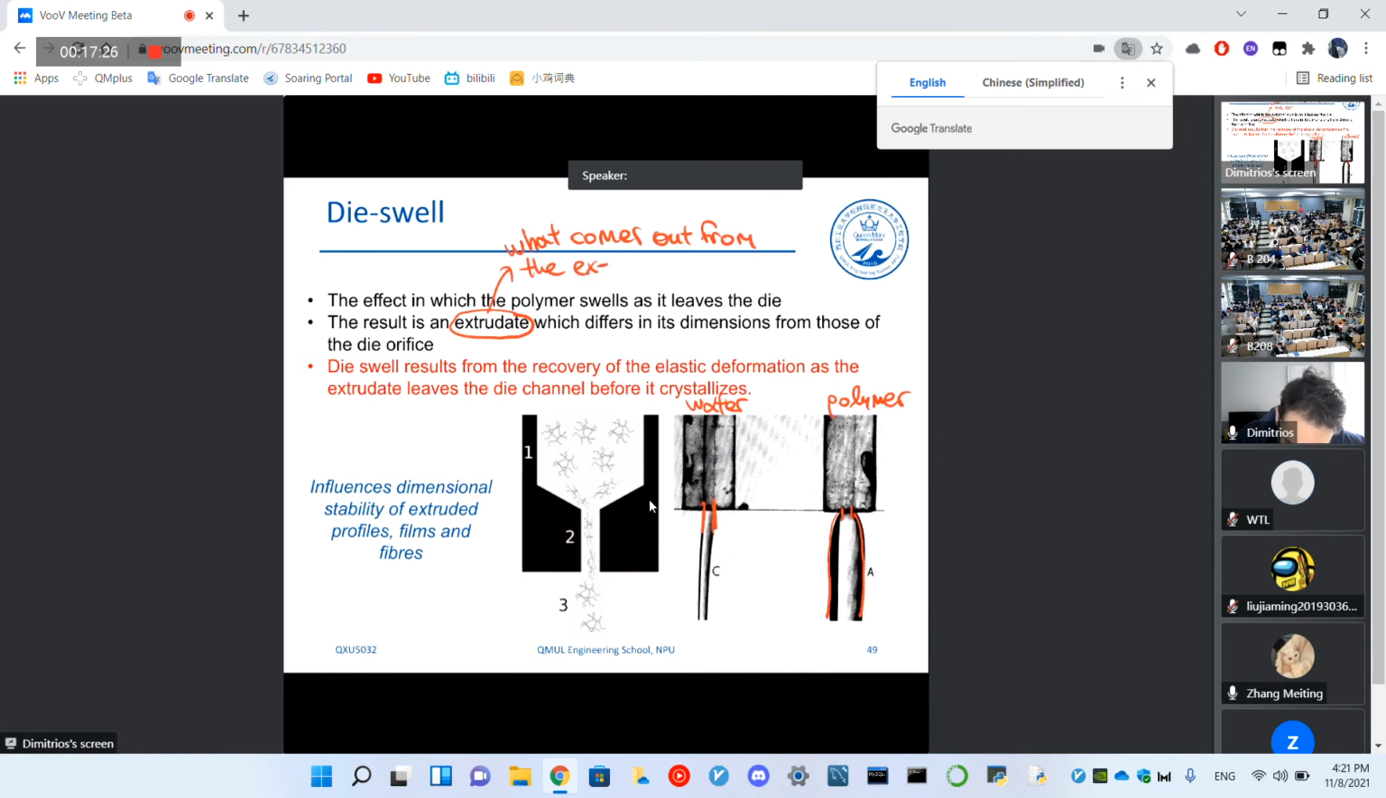It has different dimensions, okay? It has a different size from the material we would expect according to the die size, okay? The die swell essentially results from recovery of elastic deformation because the extrudate leaves the die before it crystallizes, okay? It's very important that the die swell affects the dimensional stability of extruded profiles, films, and fibers.